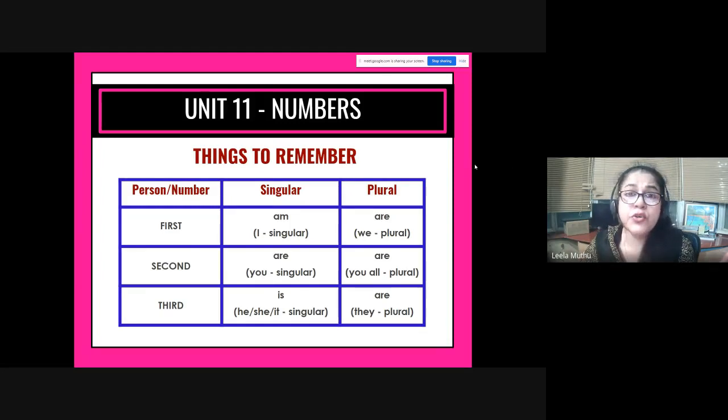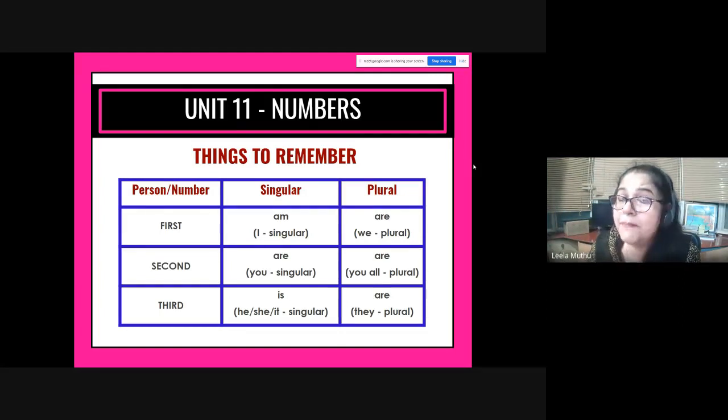Okay, now let's go to the second person singular. You, the person who's being spoken to. Okay, so you are the second person singular. But when I talk to you all, you are the second person plural.